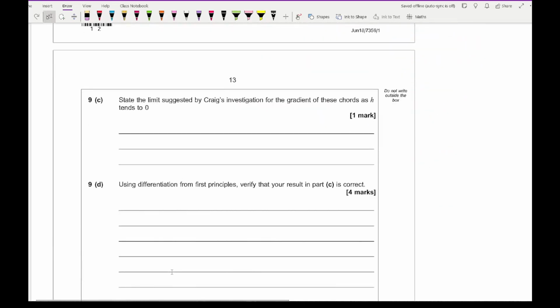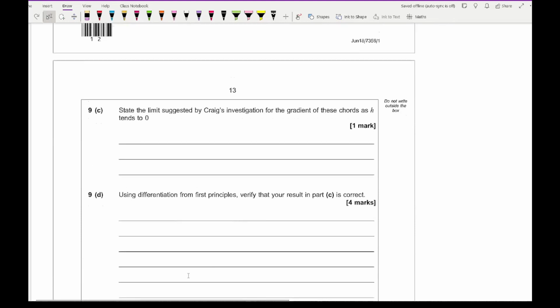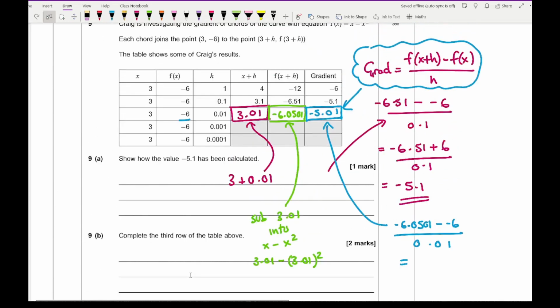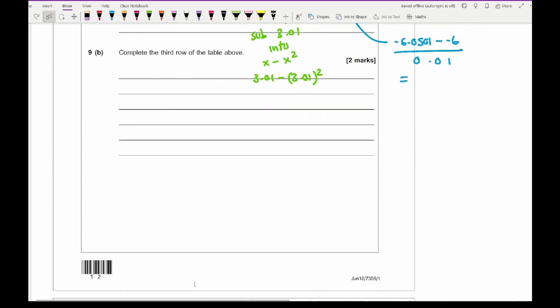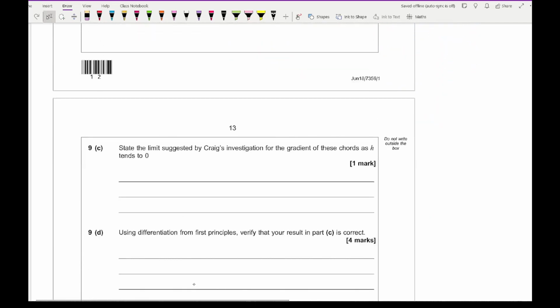Then for 9c, it says state the limit suggested by Craig's investigation for the gradients of these chords as h tends to 0. Well, if we keep carrying on, then what you'll tend to find is that the gradient value is basically going to tend to get to -5. So as h tends to 0, the gradient is going to get closer and closer to -5.